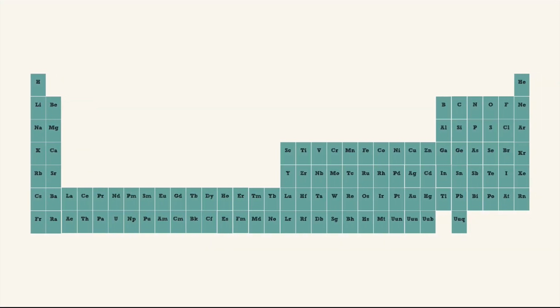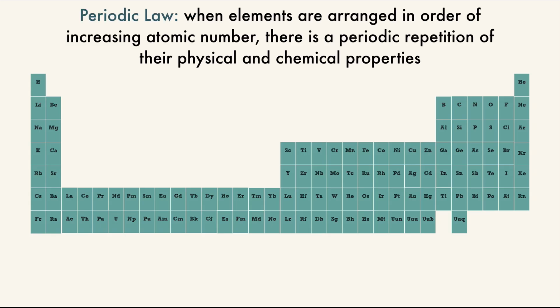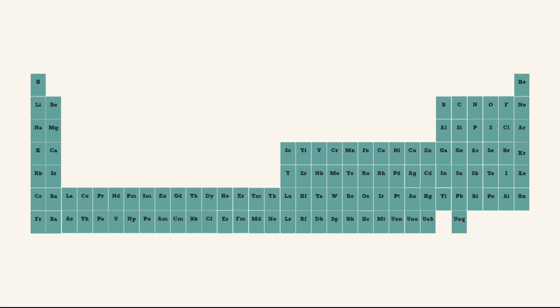The modern periodic table is sorted by increasing atomic number, which leads us to periodic law. When elements are arranged in order of increasing atomic number, there is a periodic repetition of their physical and chemical properties. In order to make a more compact periodic table, one section of elements is removed from the middle and placed underneath.